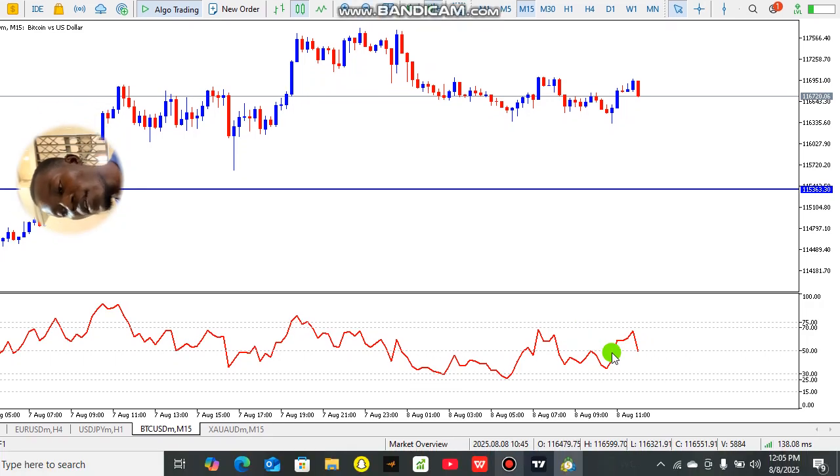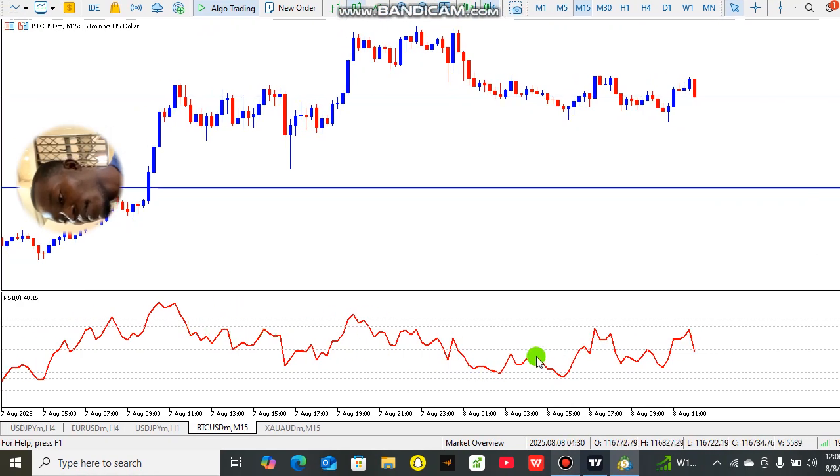So the relative strength index, which is also known as the RSI, is an indicator that is used to determine an overbought or oversold market. So if you open your chart and you have the RSI indicator on it, it will help you to know whether the market has been overbought or whether the market has been oversold.